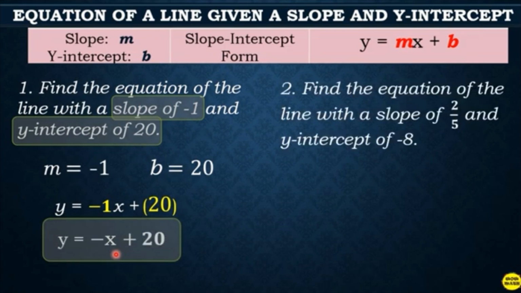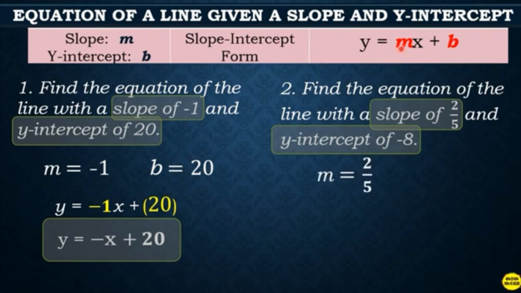Next. Find the equation of the line with a slope of 2/5 and y-intercept of negative 8. So again, first thing to do is you have to identify the given. So given ang slope, given ang y-intercept. So we can make use of the slope-intercept form. Okay? Kasi slope and y-intercept. So, following this form, y equals mx plus b, we have to look for the m and the b. So, m is your slope, which is 2/5. And then your b, which is your y-intercept, that is negative 8.